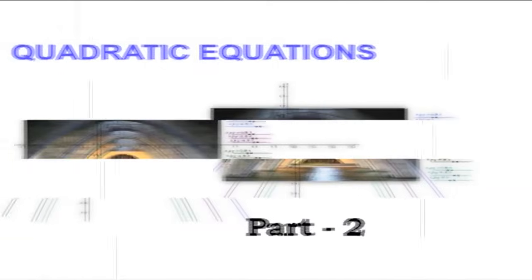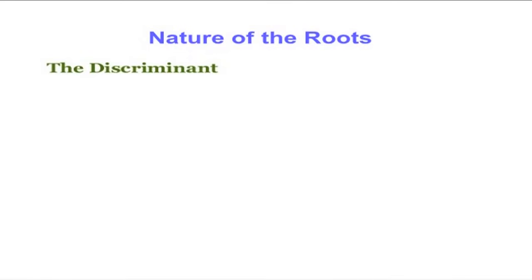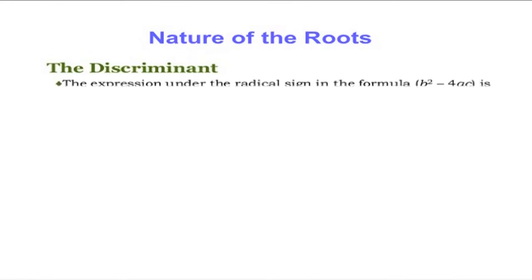Dear learner, we shall discuss quadratic equations. Now we will discuss the nature of the roots. The discriminant. The expression under the radical sign in the formula, b square minus 4ac, is called the discriminant.